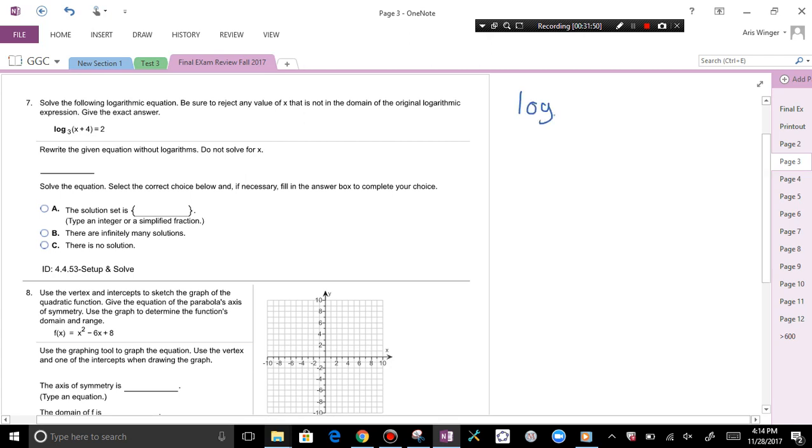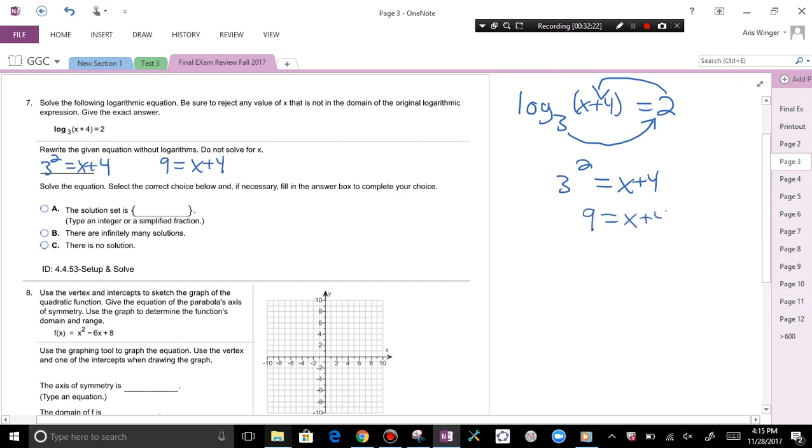We talked about logs. The definition is that the log is the power. So 3 to the second power is equal to x plus 4. Or in other words, 9 is equal to x plus 4. X is 5.